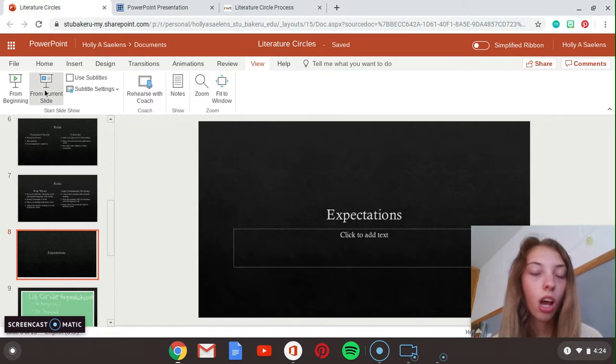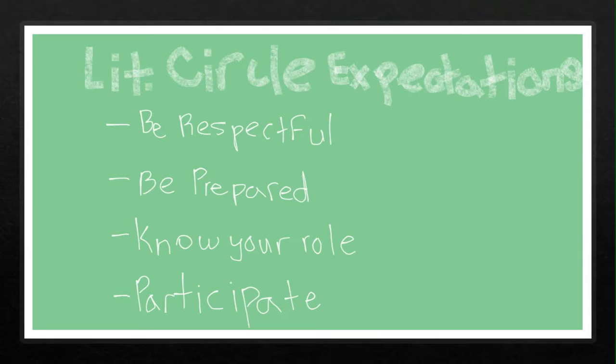Let me just go back into the PowerPoint really quickly. Our classroom expectations are to be respectful to each other when sharing, even if you don't agree with somebody's opinion or their claim of the text, to be prepared, which means doing your assignment before coming to literature circles, as well as being prepared for your task, which means you need to know your role. So whichever of the 4 roles you have that week, you need to know and be prepared, and you need to participate in order to get full points and in order to get the most out of your literature circle and to help your group.